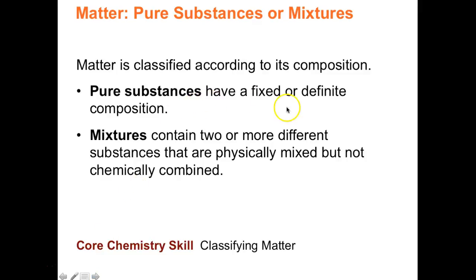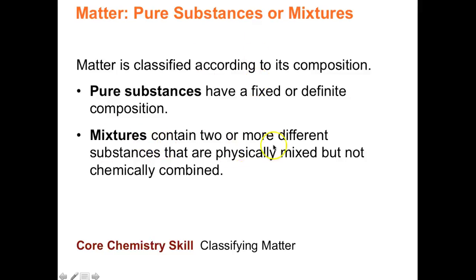So pure substances have a fixed or definite composition, like I explained, H2O or H2O2 or NaCl. There's a fixed ratio in which those elements are combined together to form a compound, all right? Or else just pure elements, all right? Like the aluminum foil or the copper wire example, where there's just one thing making up that substance.